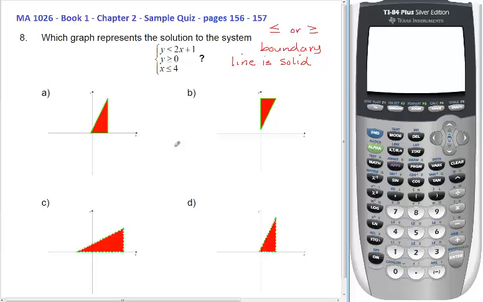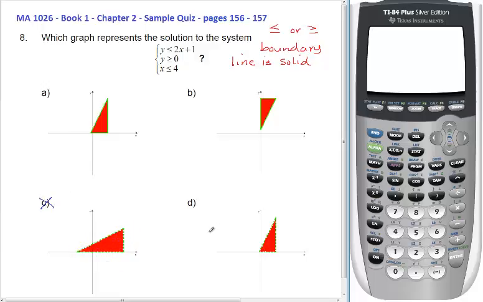Now, I don't know how well you can see it, but for example, down here, that's a dashed line. So that's just a less than or a greater than, with no equal sign. Anything with a dashed or broken line has no equal sign included. All of ours, look up here, have equal signs, so all of our boundary lines are solid. This one has a broken boundary line. 1, 2, 3 broken boundary lines, so they're all no equal sign.